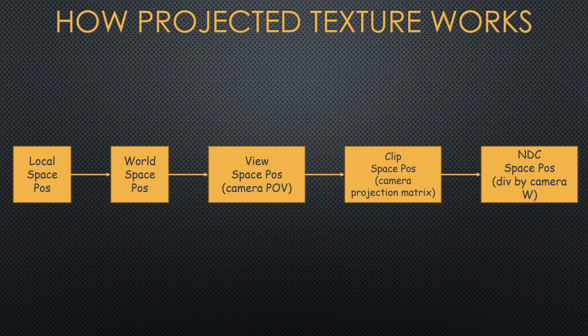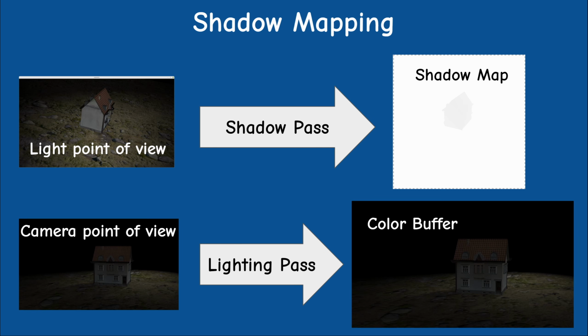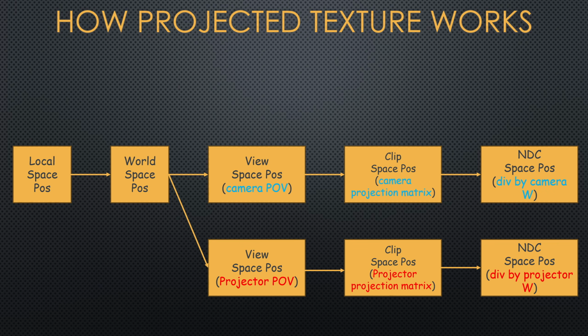What if we could add a second set of coordinates to each vertex, which will be calculated from the point of view of the projector? If this sounds familiar, then yeah, this is exactly how shadow mapping works, but instead of generating a shadow map, we use the NDC coordinates as UV coordinates that can be used to sample from the texture we want to project.